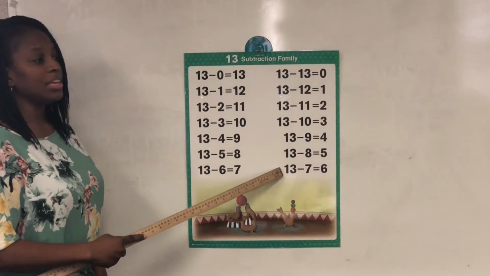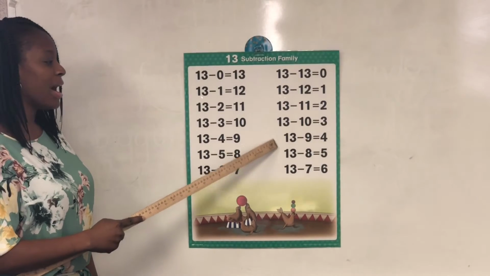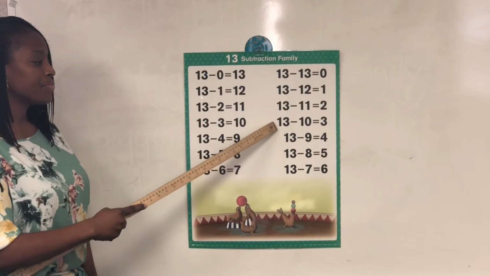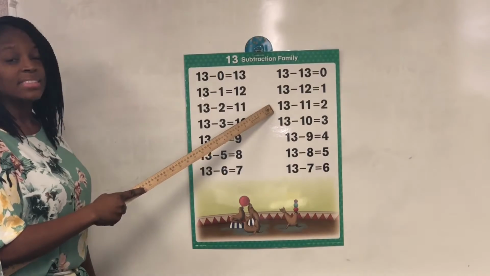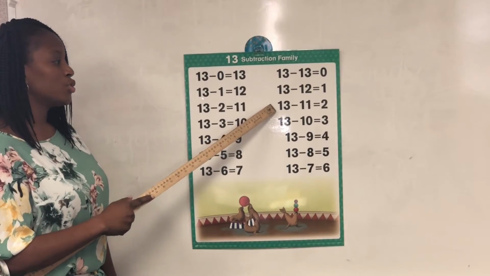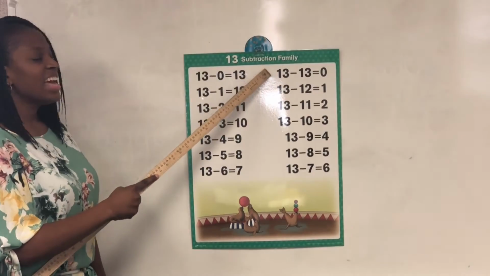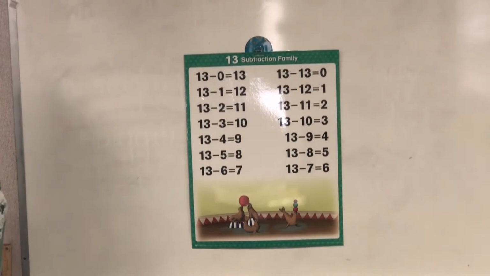13 minus 7 equals 6. 13 minus 8 equals 5. 13 minus 9 equals 4. 13 minus 10 equals 3. 13 minus 11 equals 2. 13 minus 12 equals 1. And 13 minus 13 equals 0.